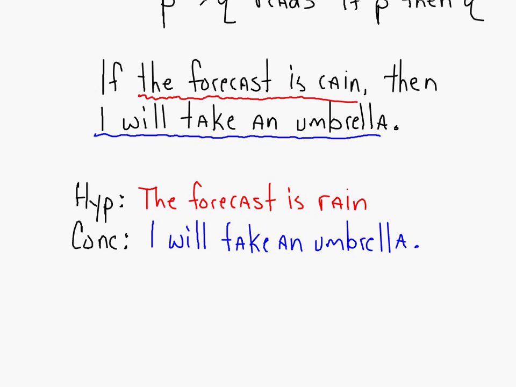Anybody confused? Very straightforward. What's after the if, the forecast is rain, is the hypothesis. What follows the word then is the conclusion. Hypothesis, the forecast is rain. Conclusion, I will take an umbrella. Okay? Any questions?